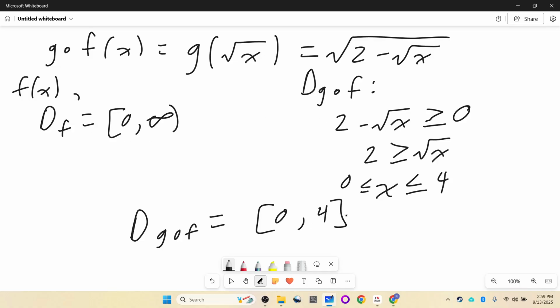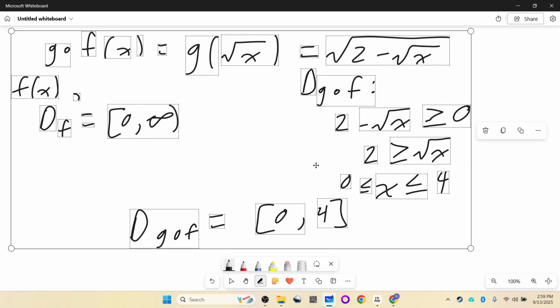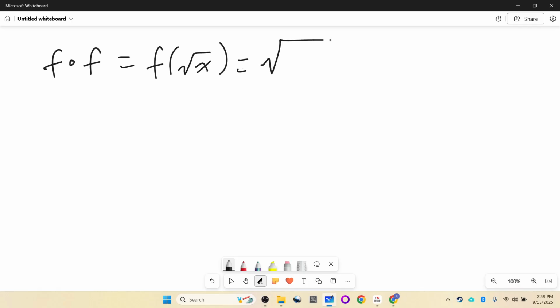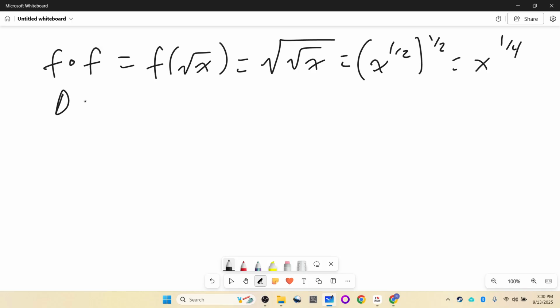If there were anything in this that was not in the domain of f, we'd have to cut it out. But in this case, that doesn't cause us any problems. Now we can also compose a function with itself. f composed f would be f of square root of x, which is the square root of the square root of x. Once again, that is x to the 1/2 to the 1/2, or x to the 1/4. And so the domain here would be 0 to infinity.